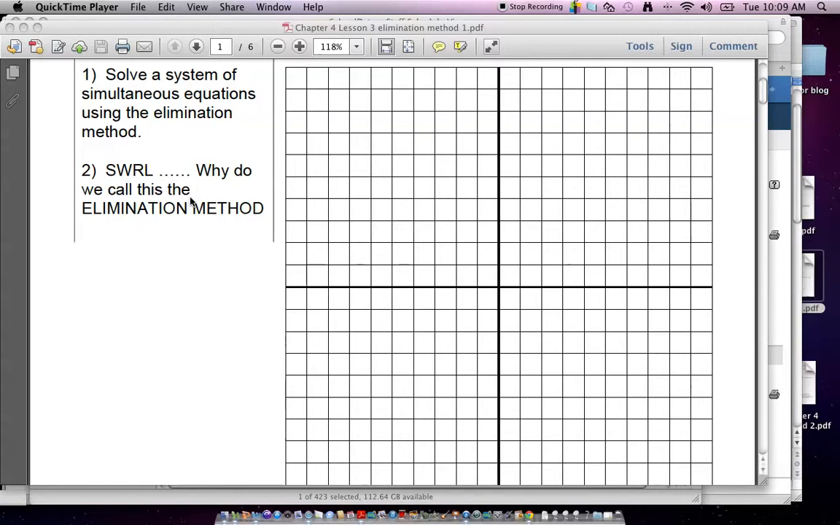So let's see. Can this whole side over here scooch back, please? Give me a little bit of room to operate.